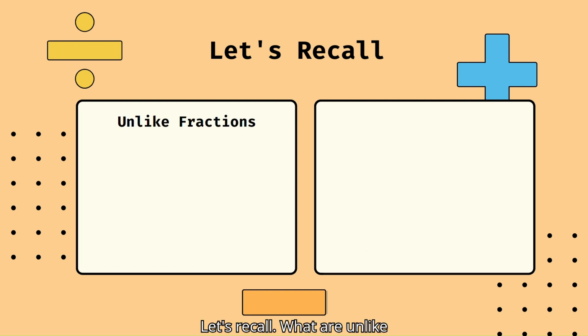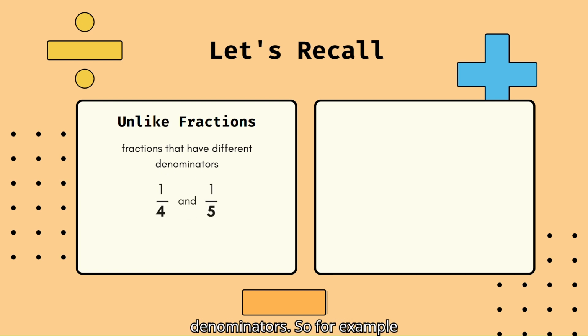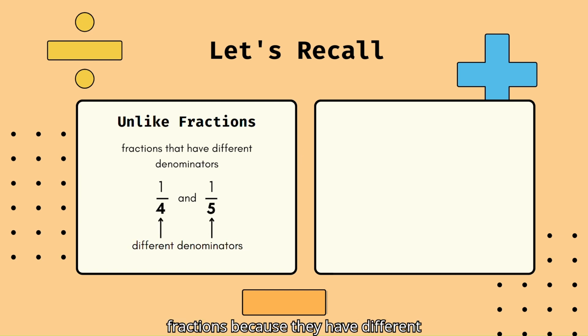Let's recall. What are unlike fractions? Unlike fractions are fractions that have different denominators. So for example, 1 over 4 and 1 over 5 are unlike fractions because they have different denominators.